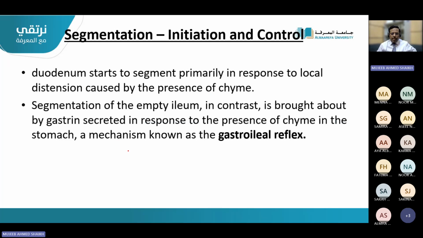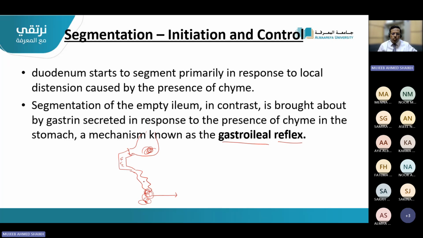So we have got three parts of the small intestine, right? What are the three parts? Duodenum, jejunum, and ileum. Yes, duodenum, jejunum, and ileum. So the segmentation starts in the duodenum and then it will travel. So when the food enters here, it will cause the segmentation contraction. But sometimes the food is still here, and the ileum starts to contract. This cause and effect is known as gastroileal reflex.